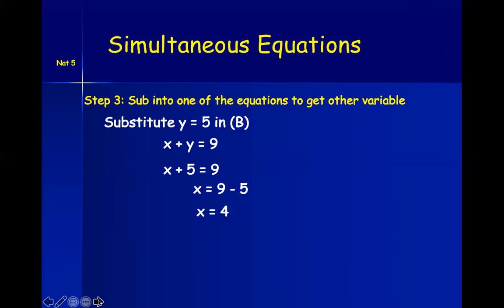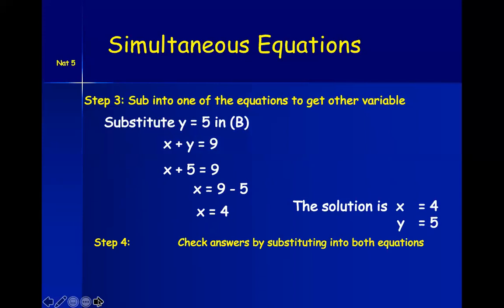Okay. So either should work, because remember when we check the answers, we check that it works on each. So this time, without having to draw the graphs and getting paper and making sure my lines are straight, I managed to get x and y. So the solution is x equal 4 and y equal 5.